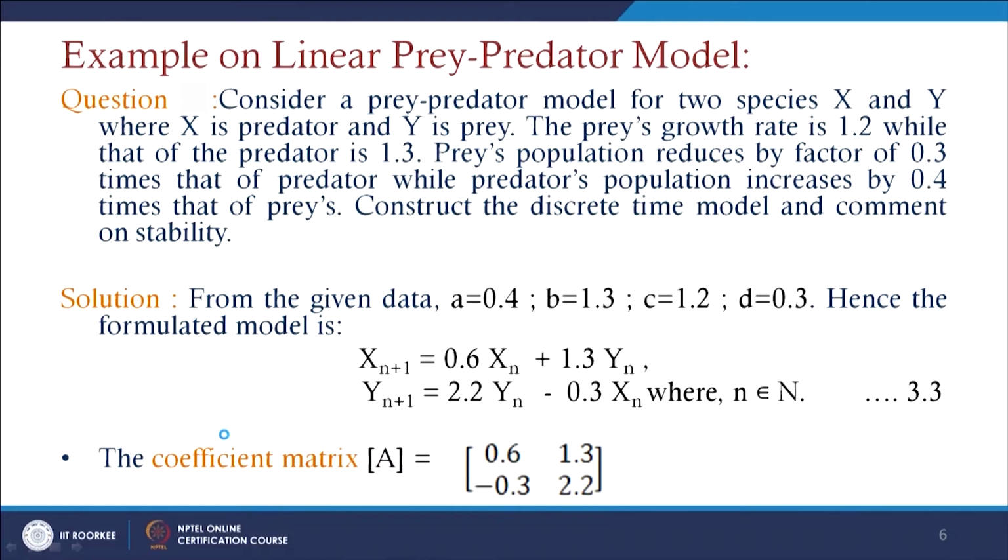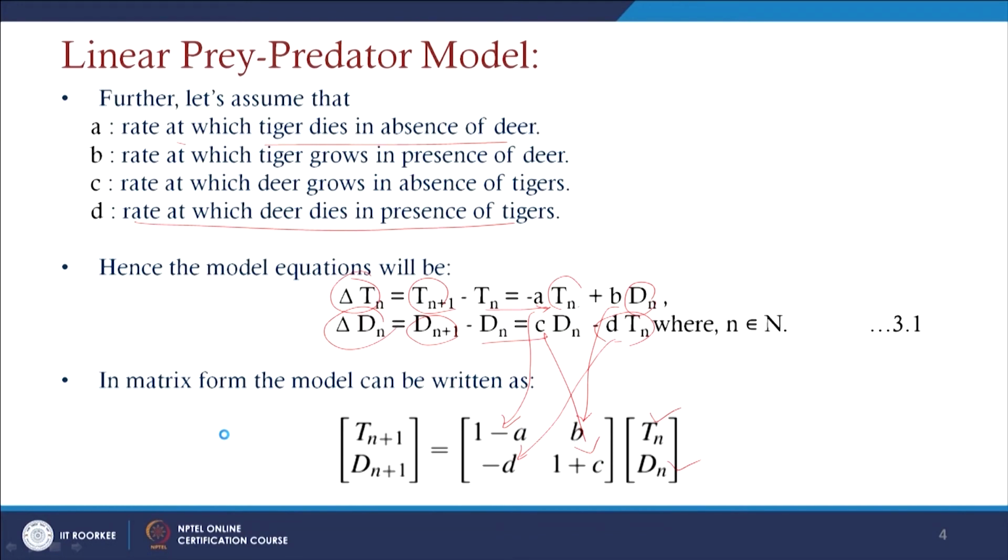So we have to construct a discrete time model and justify the stability based on these approximations. From the given data, we formulate this model as we defined in the previous slide: a is the rate at which tigers die in the absence of deer, b is the rate at which tigers grow in the presence of deer, c is the rate at which deer grow in the absence of tigers, and d is the rate at which deer die in the presence of tigers.